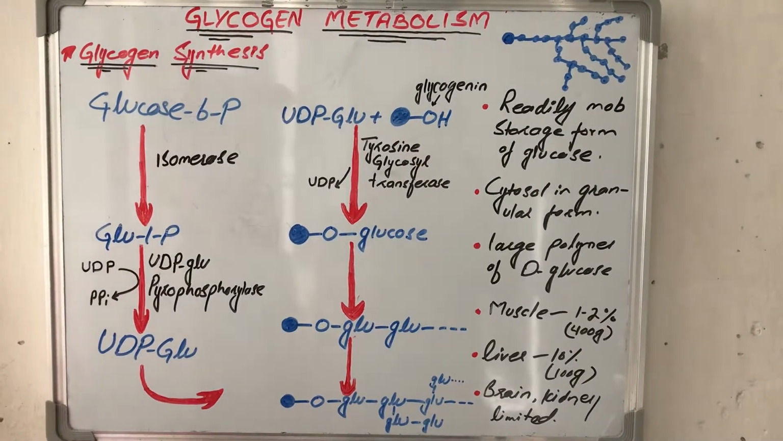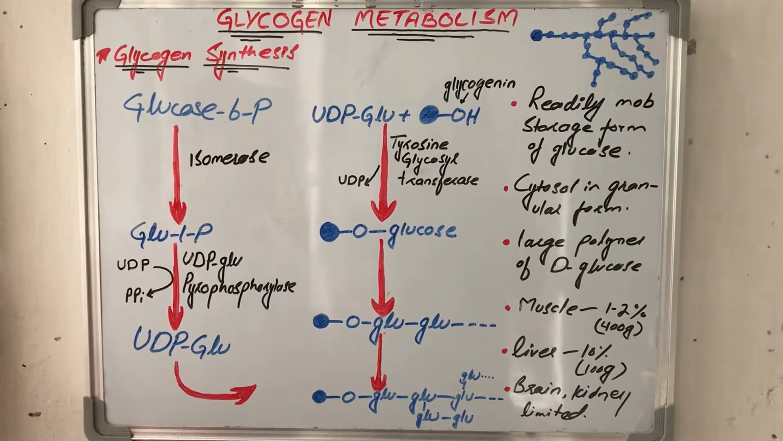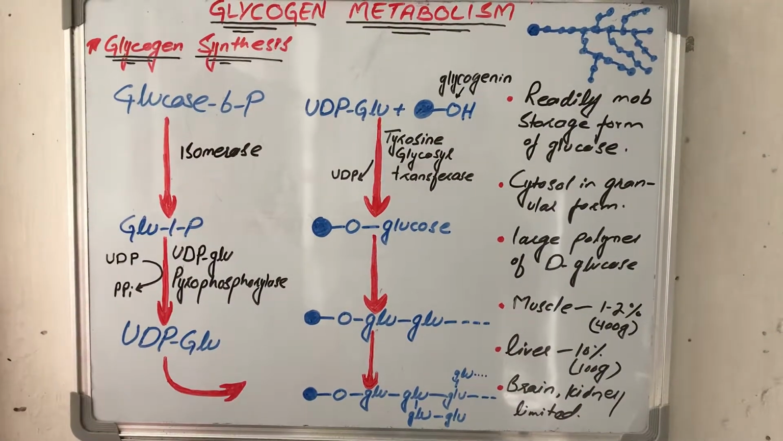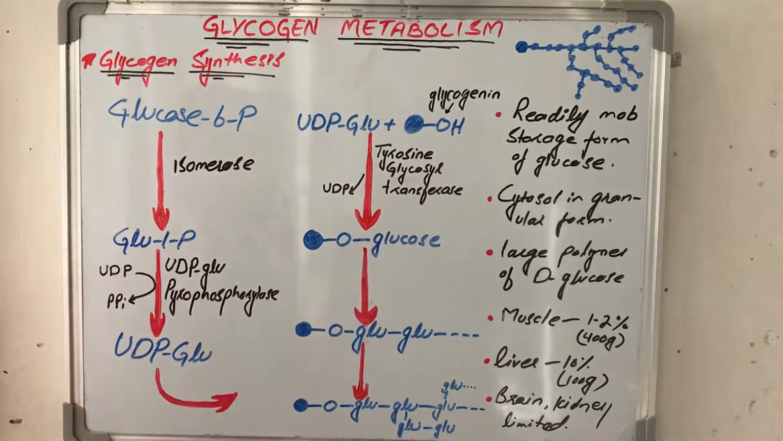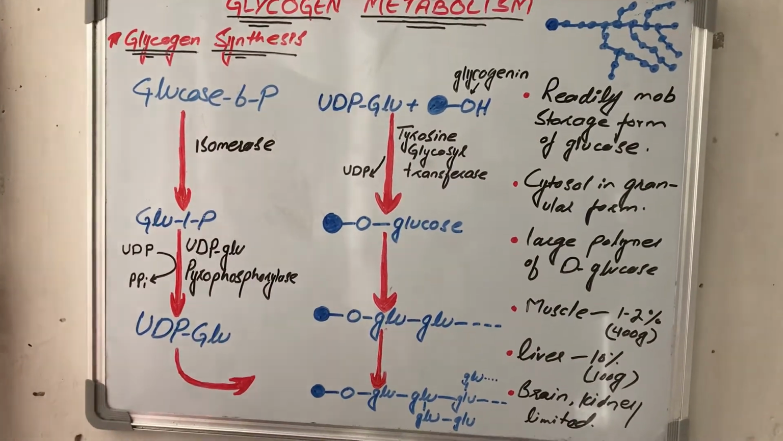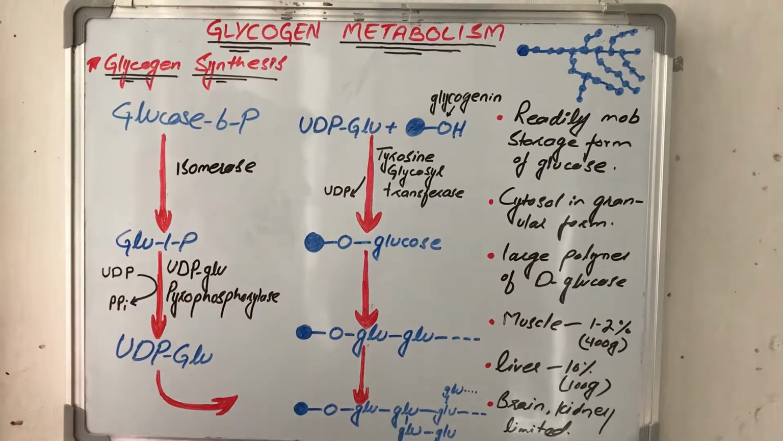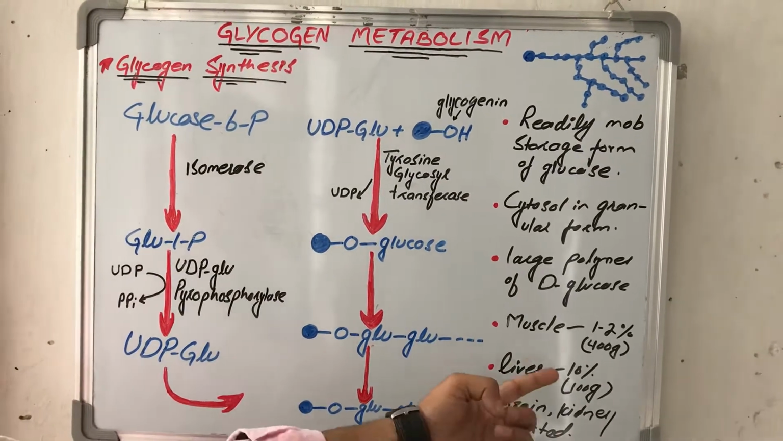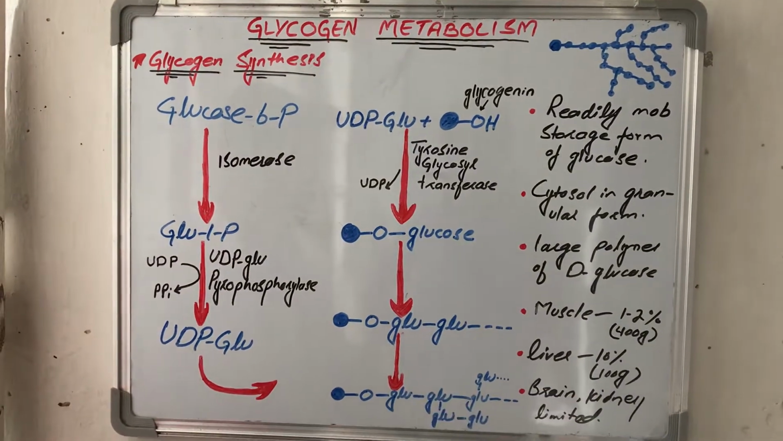As we know, glucose is a very essential carbohydrate required for many reactions and used as a source of energy. Excess glucose may be stored in the form of glycogen. A readily mobilized storage form of glucose is glycogen, which is mainly synthesized in the cytosol and present in granular form. It is a large polymer of D-glucose present in the muscles, 1 to 2% by weight, 400 gram, and also in the liver, 10% by weight, that is 100 gram. It is also found in trace amounts in the brain and kidney.